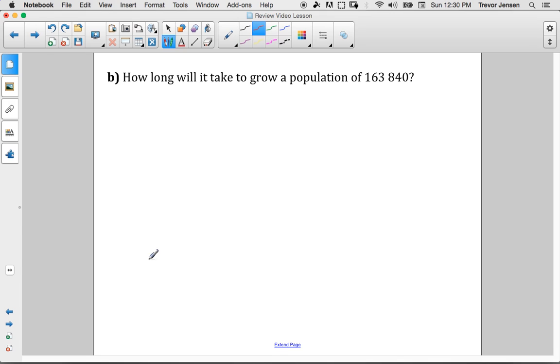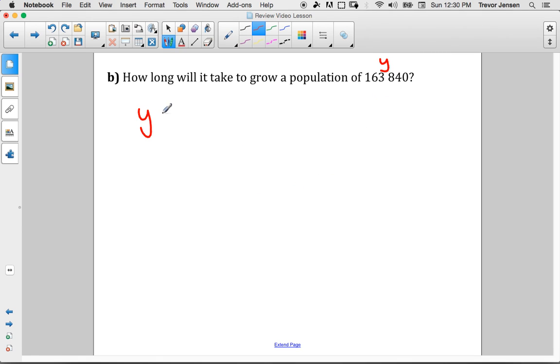This one's a continuation of our first question, where we're actually going to be solving for time. So we're going to be solving for something in the exponent this time. How long will it take to grow a population of 163,840? So this time it gives us our future value.